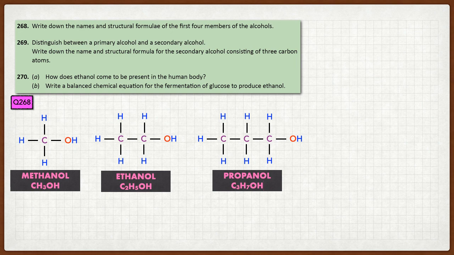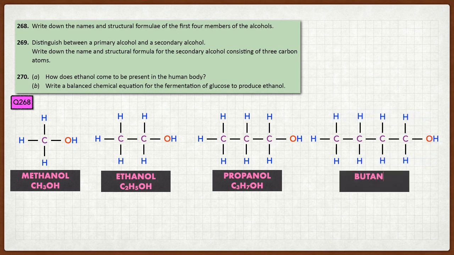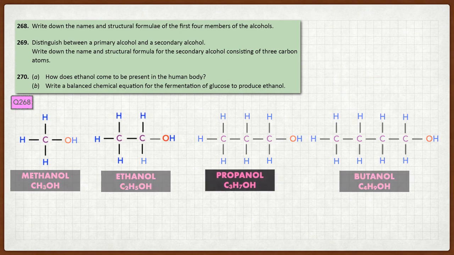So that's C3H7OH. And my fourth alcohol here is butanol. Butan-1-ol is sometimes referred to also. So we have C4H9OH as its molecular formula. Okay, so that's question 268. 269 is: distinguish between a primary alcohol and a secondary alcohol.